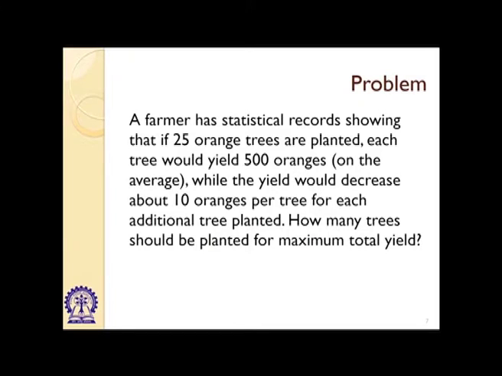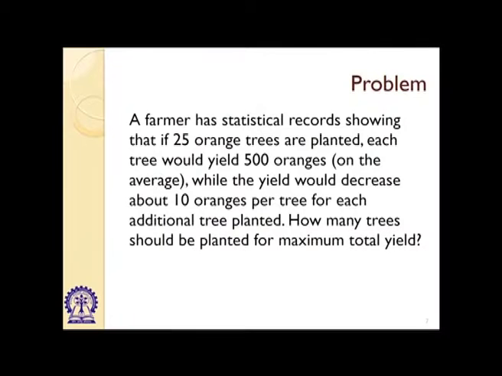Now, a farmer has statistical records showing that if 25 orange trees are planted, each tree would yield 500 oranges. But there is one piece of information that if we plant only one tree extra, then 10 oranges per tree will reduce. Now, the question is given to you, how many trees should be planted for maximum total yield?